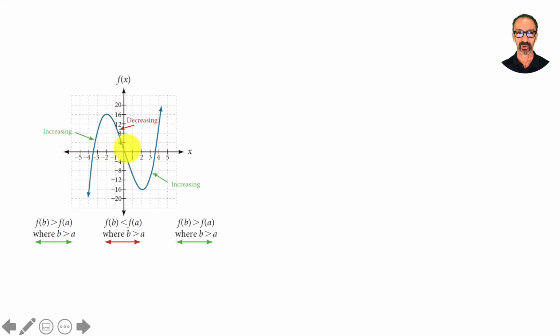As the x values increase, you're going up, then down, then back up. You're increasing, then decreasing, then back to increasing. There's more details right here, as you could see. The first portion on the left, you are increasing from negative infinity to this point, which is -2. f of b is greater than f of a, where b is greater than a. Those are definitions. In my graph, the function is increasing from negative infinity to -2.